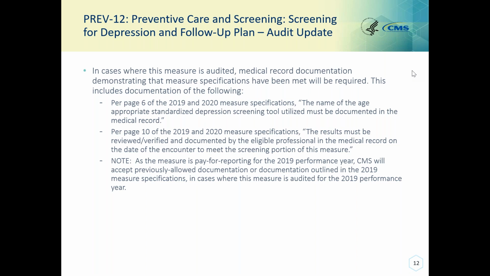Yes, you're right. That's the previous receipt time, and that is in the measure specification. So the flu season is October to March, but the previous receipt is allowed, and that previous receipt time period goes to August.